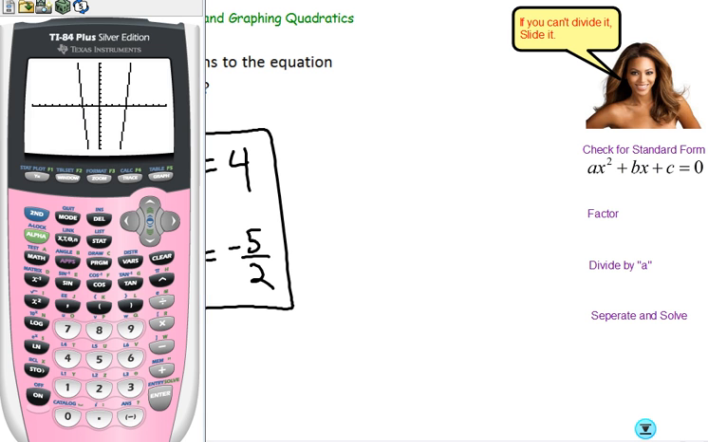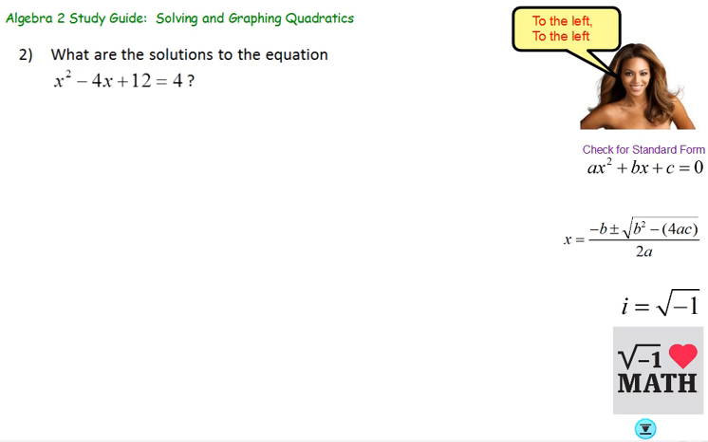All right, well, let's go ahead and take a look at number 2. Number 2 says, what are the solutions to the equation? Oh, and there's Beyonce. She's back telling us to the left, to the left. All right, now, is everything on the left side? Well, you look at it, and I don't think that's going to be in standard form. I don't think Miss Beyonce is going to be very happy with that. So let's see what we would have on this one if we got that into standard form.